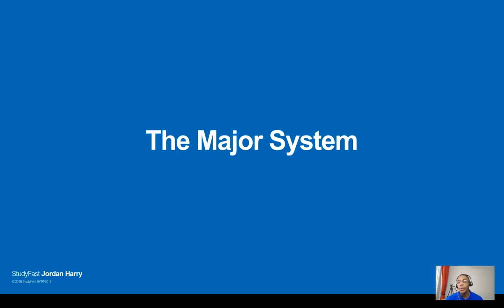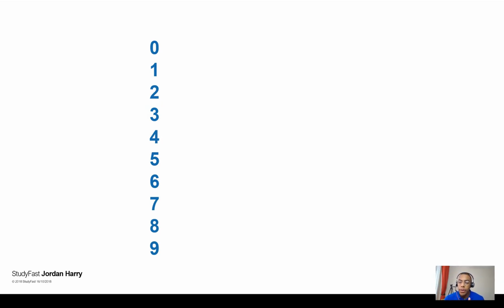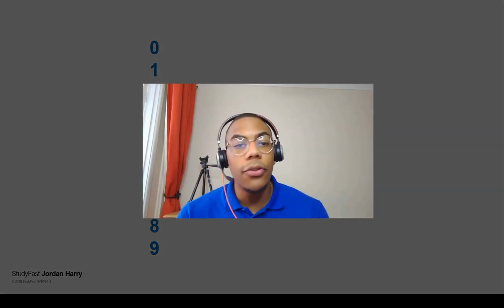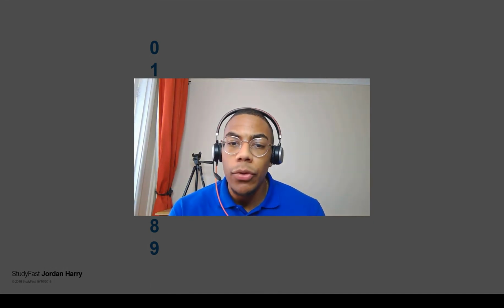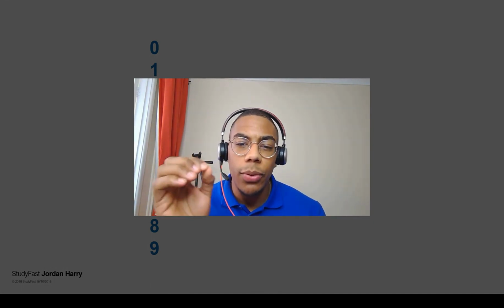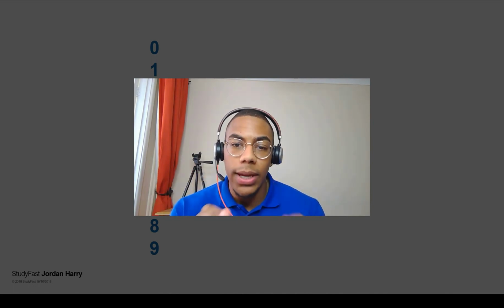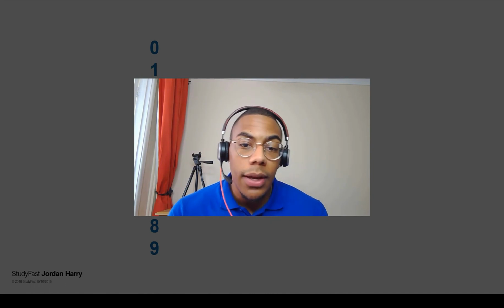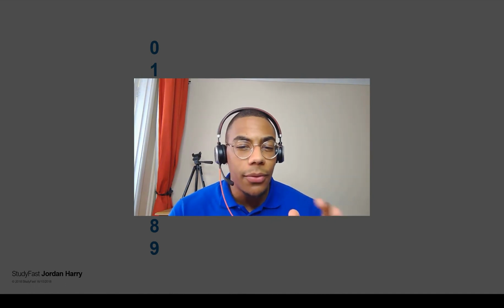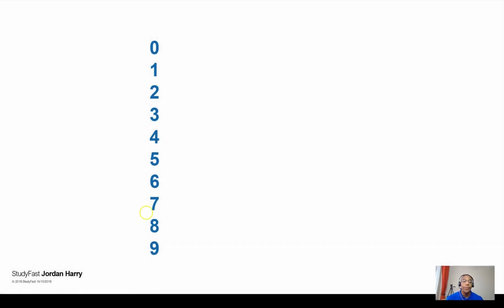So how does the major system actually work? What it looks at using consonants and associating them to numbers 0 to 9 to be specific, not using vowels, and you'll see why is because we put vowels in between to form words, images. So only consonants, and also they all have some sort of association for you to remember them.